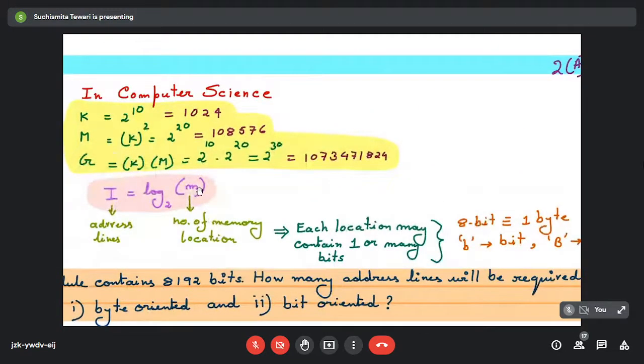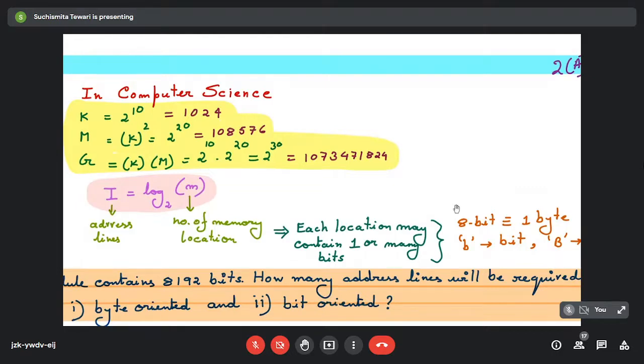Now this M, you must remember, signifies the number of memory locations. It might happen that one memory location contains one bit or maybe more than one bit. In both cases, the number of memory locations used is 1. So the number of bits and the number of memory locations might not coincide. That you must notice very carefully. One single memory location that can be pointed to by one single address can contain several bits.